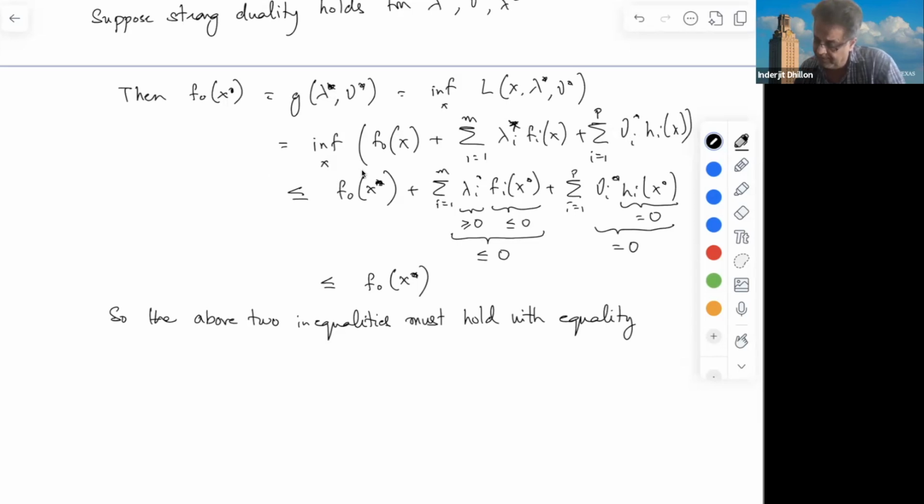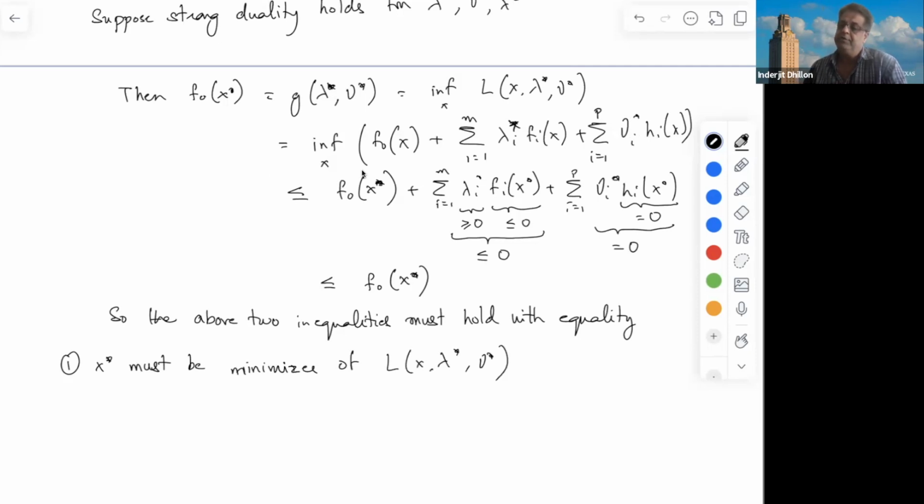Okay, so x star must be the minimizer of L(x, lambda star, nu star). And then the second part is that I must have an equality over here. But if you look at this, this is equal to 0, so that's fine.